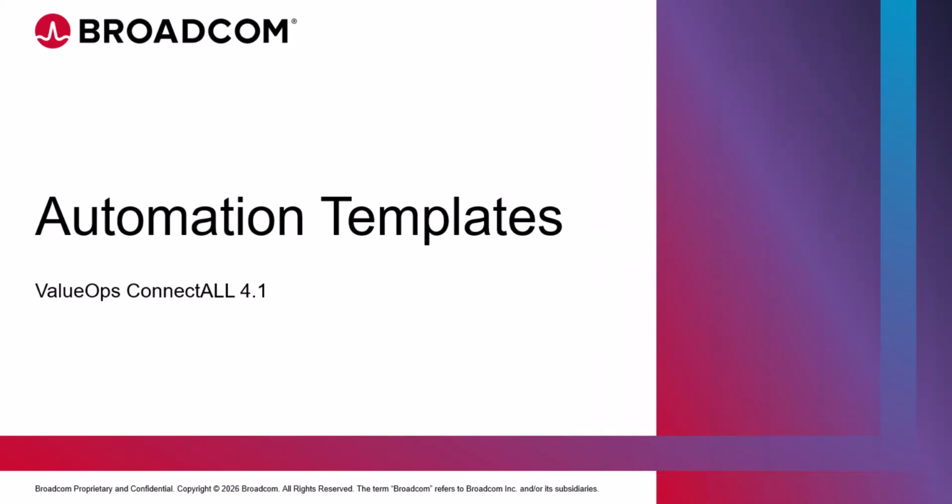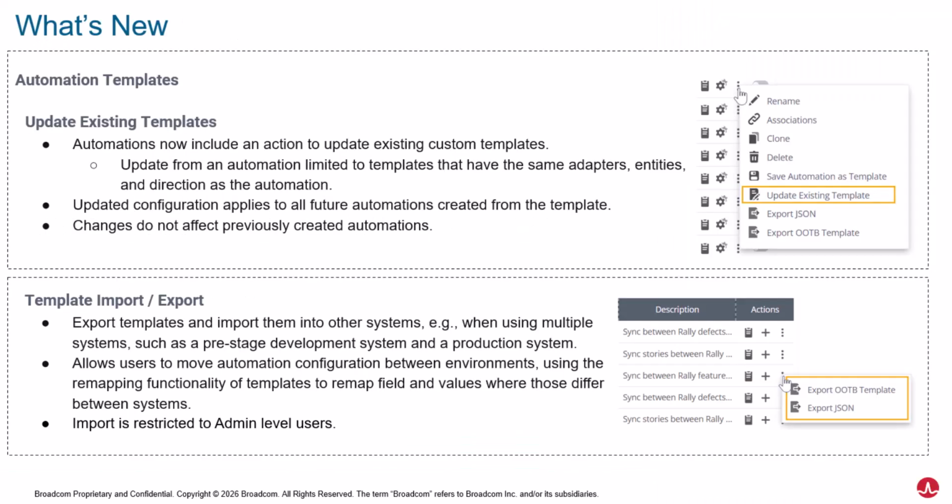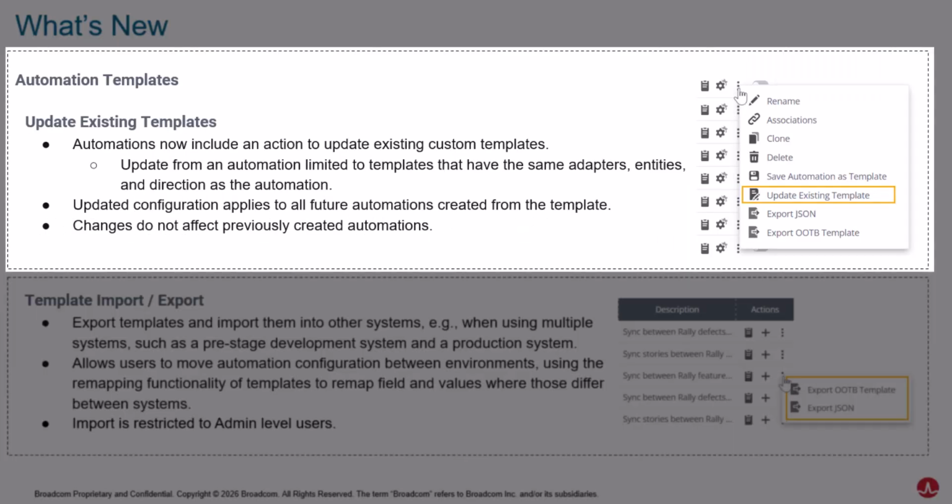Automation templates. We have some updates to automation templates. First, we've added the ability to update an existing automation template. For that case, we've added a new action for automations where the automation list now has an action to update an existing custom template. When you update it, it limits the templates you can pick to templates that have the same adapters, entities, and direction as the automation you are updating it from. And it basically overwrites the existing template with the new set of fields and values in your source automation.